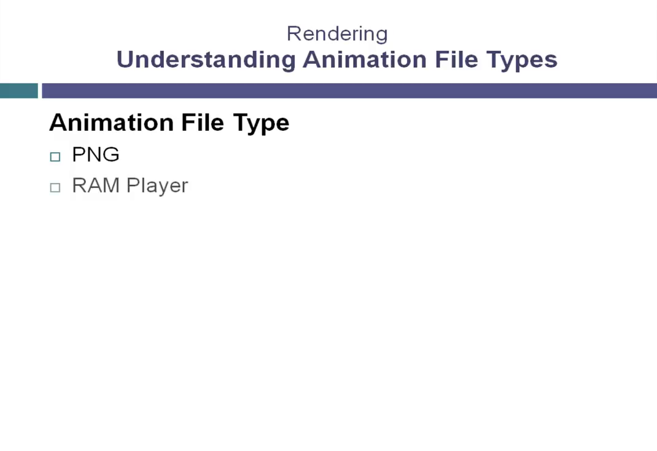We'll also introduce the RAM player as well. The RAM player is useful when you need to quickly convert a sequence of PNG files into a deliverable animation. This deliverable animation will usually be in the format of an AVI or QuickTime file. You'll learn how to do this with the RAM player that's built into 3ds Max.